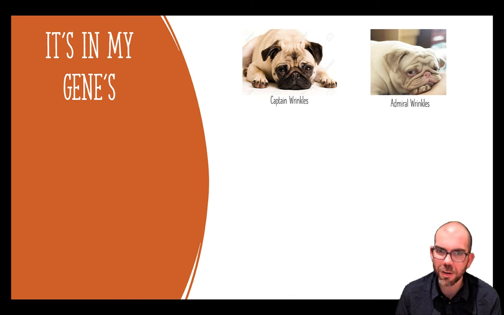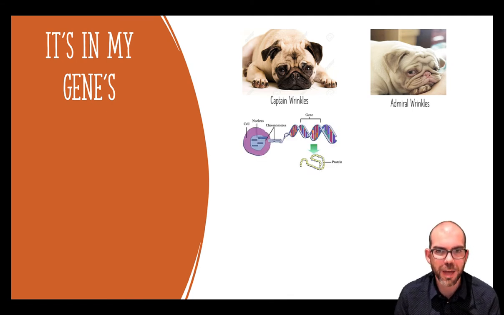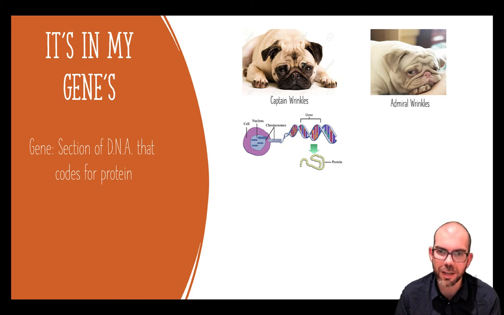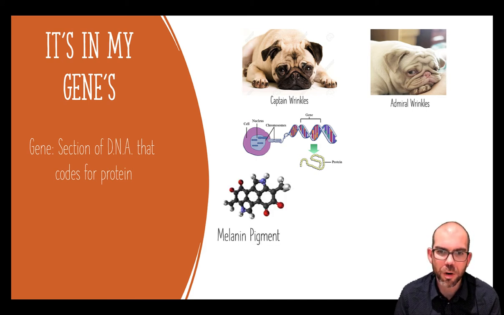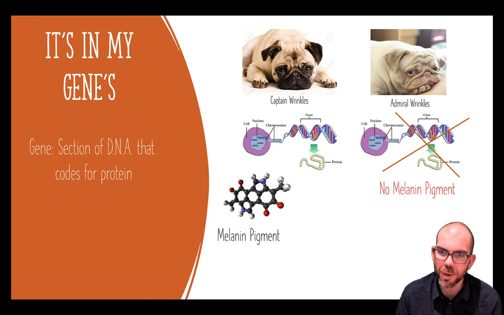Why is this happening? Well, somewhere in the DNA of Captain Wrinkles there's a gene, a sequence of DNA that codes for a protein. And thinking of fur color, we're thinking about the pigment melanin. Melanin is what gives fur its color. So what's the story with Admiral Wrinkles? Well, there's got to be a gene that's either turned off or missing for melanin.